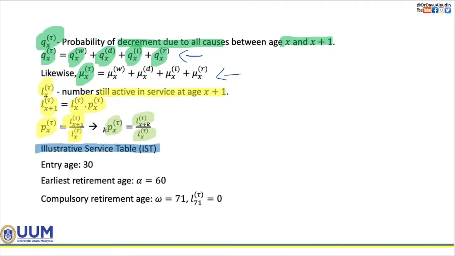Illustrative service table, or IST. Assume that the first entry age is 30, the earliest retirement age, whose notation is alpha, is equal to 60, and the compulsory retirement age, omega, is equal to 71. Therefore, L71 tau is equal to 0 because all the participants are already retired, not active anymore in the service.